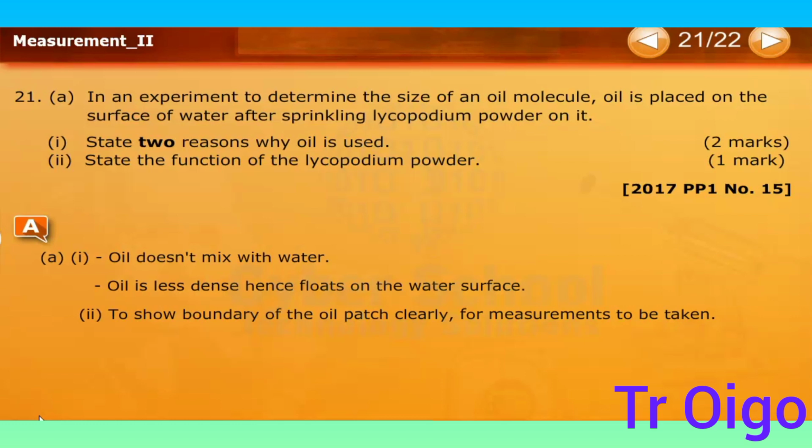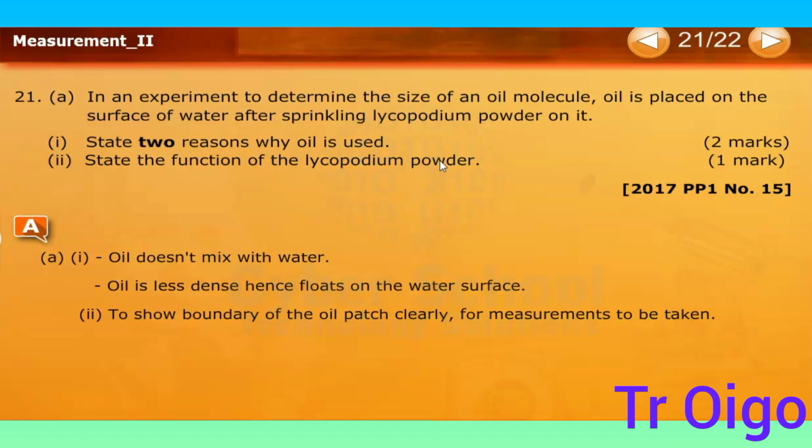The question comes from measurements 2 and says that in an experiment to determine the size of an oil molecule, oil is placed on the surface of water after sprinkling lycopodium powder on it. Now the question says, state two reasons why oil is used. And number 2, state the function of lycopodium in this experiment.